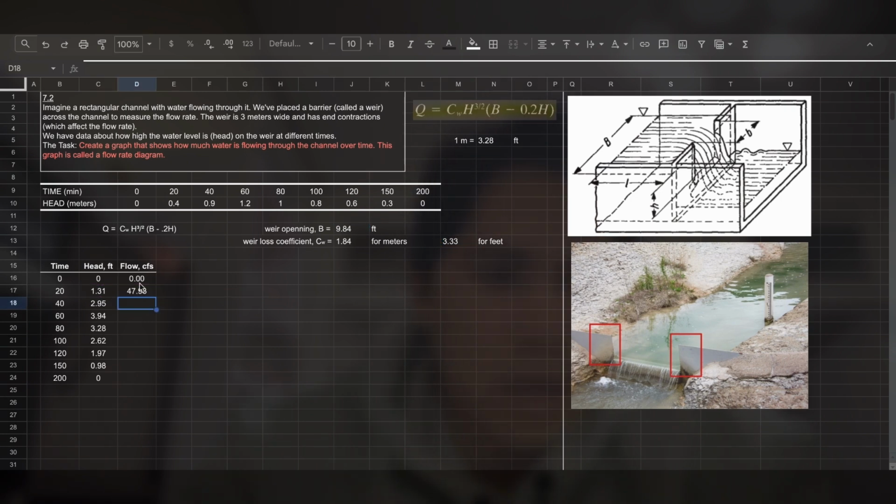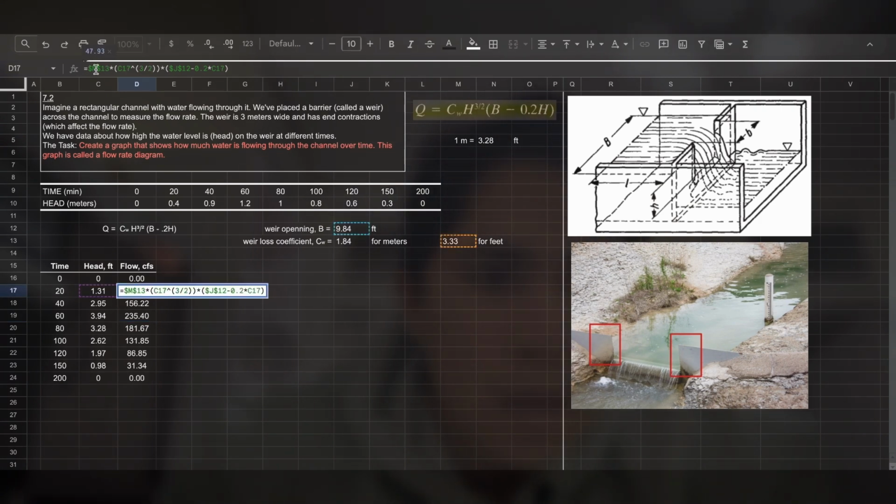So that gives us this value, and hopefully if we drag it all down, we get these values in CFS, which I think seem right. I think I did it correctly. Let me double check really quick.